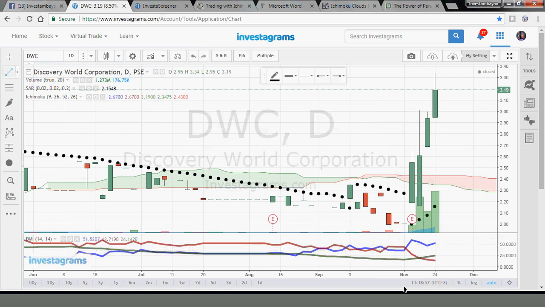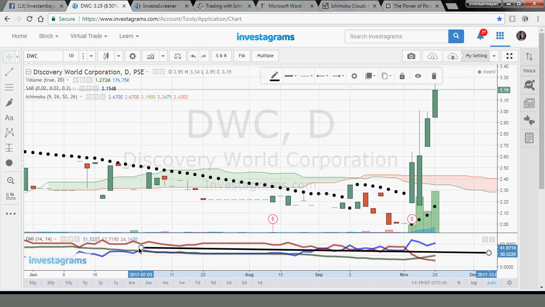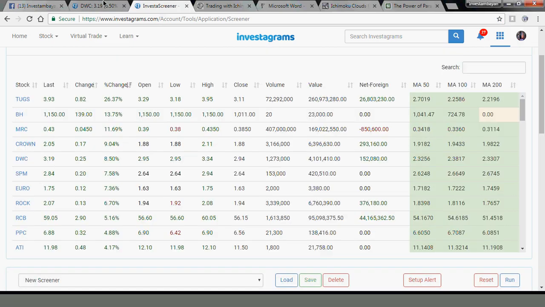PWC. Is this a buy? Check natin kung buy ba. 30. So this is ranging. ADX below 30. Ranging to.